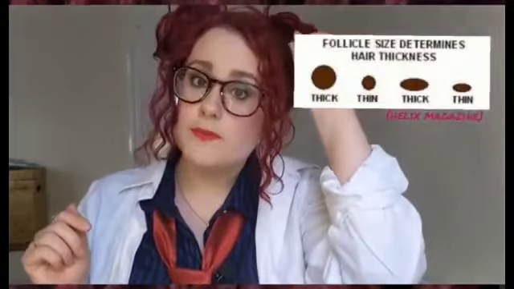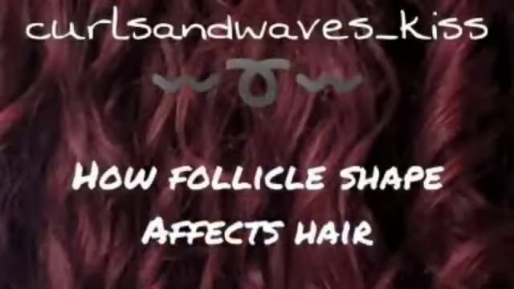As you might have already guessed, the size of the follicle determines the thickness of your hair. So if you've got a larger, more open follicle, that is going to give you thicker hair than if you've got a smaller, closed follicle. Now, the follicle shape determines whether your hair is going to be straight or wavy.